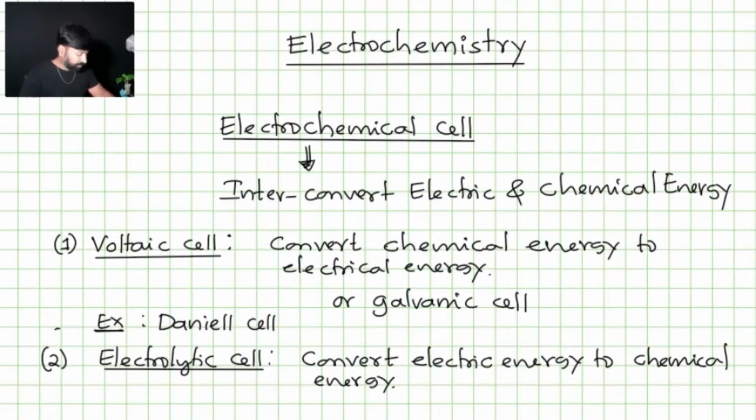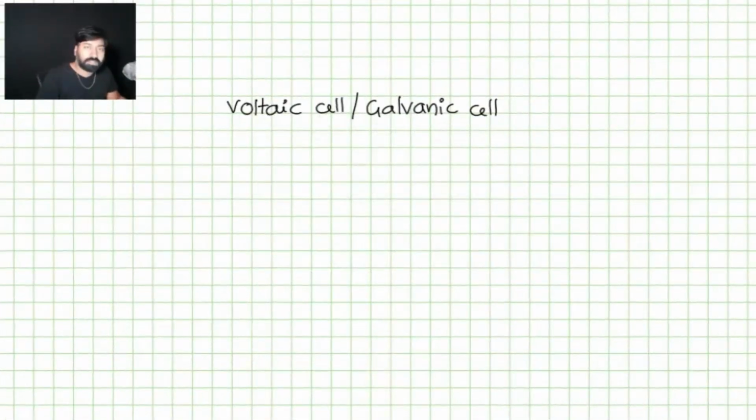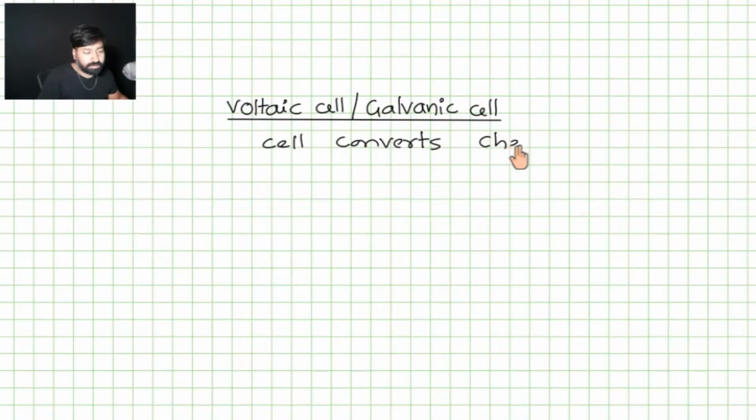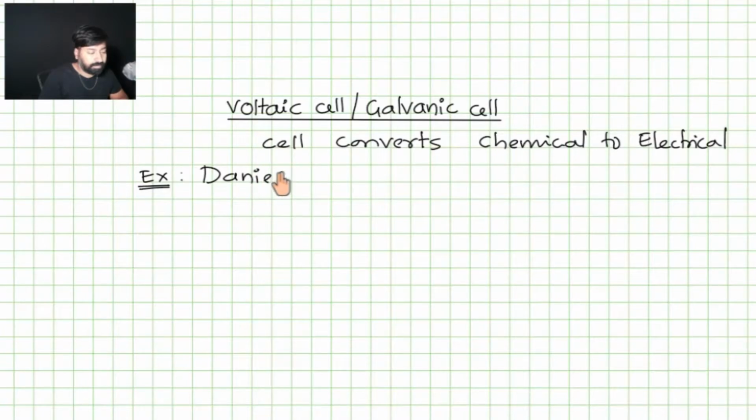Let's move on to the next part, the galvanic cell. We'll study it in detail. The topic of discussion is the voltaic cell or galvanic cell. Usually these cells convert chemical energy into electrical energy. Now we can give an example for this. One of the best examples to understand the voltaic cell or the galvanic cell is the Daniel cell. Let's understand what the Daniel cell is, how it works, and what reactions are involved in it.